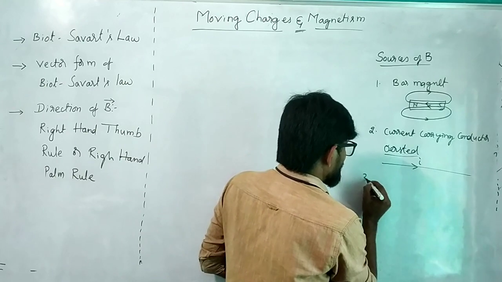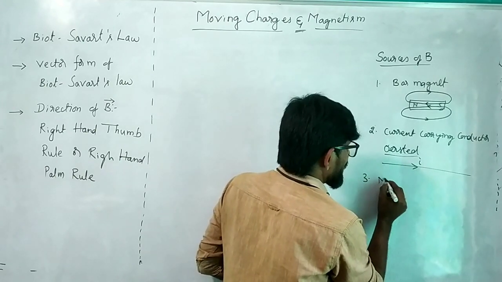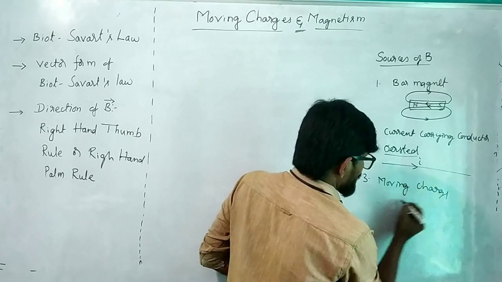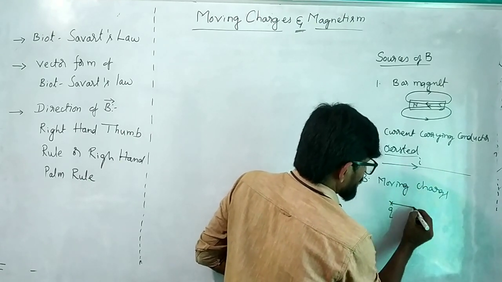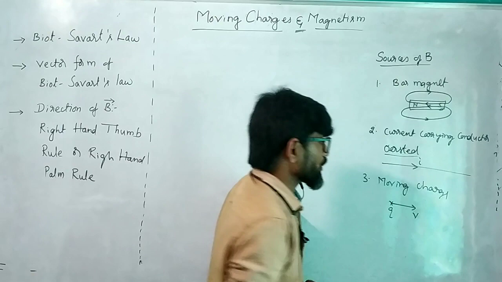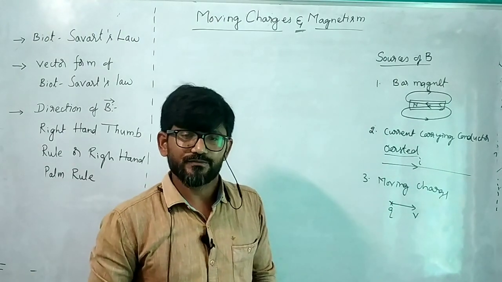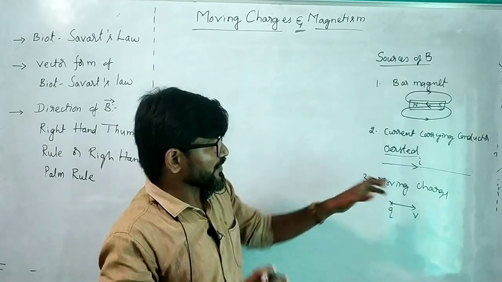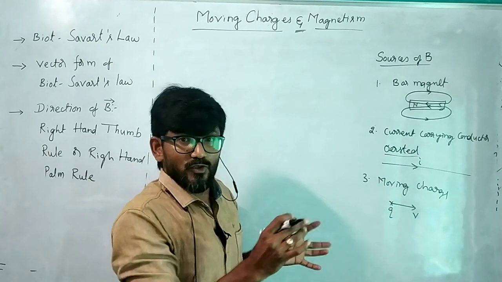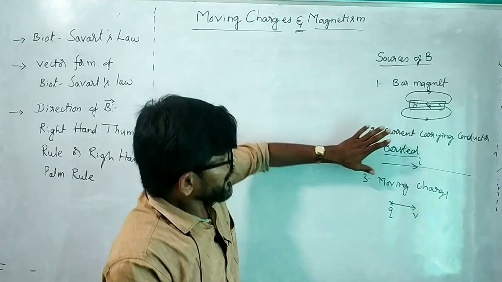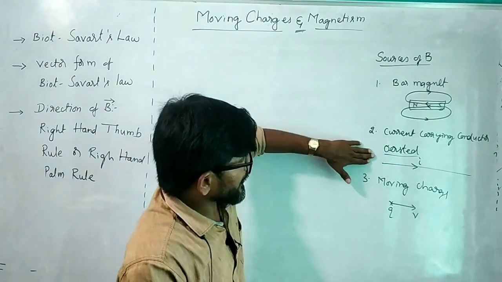The third source of magnetic field is moving charges. If you have a charge Q moving with speed V, this also produces magnetic field. So these are the three sources of magnetic field. About this, we are going to discuss more clearly with a few special cases in the coming videos. Now let us discuss the next point.